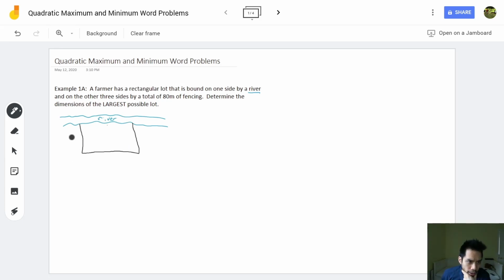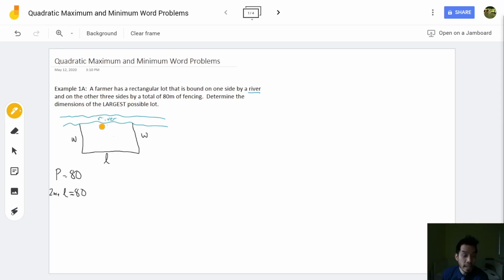And I know this perimeter is made up by a width here, and a length, and another width here. Okay, so the perimeter is 80, and we also know that the perimeter is two widths and a length, which gives us 80. So now it says determine the dimensions of the largest possible lot. So what comes to mind when you're talking about the largest possible lot, what quantity comes to mind? And the quantity that comes to mind for me is the area. So what is the maximum amount of area that you can enclose using these 80 meters of fencing?